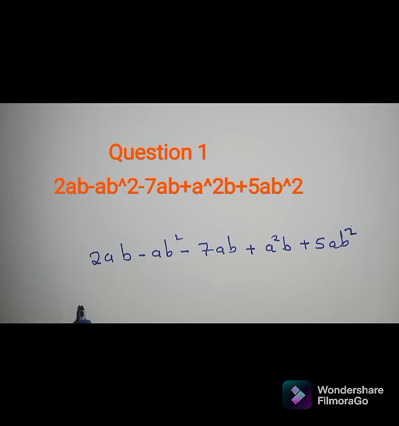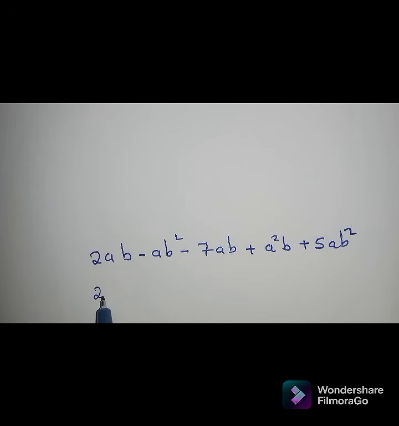So you group according to like terms. So this is 2ab minus 7ab, because ab, okay? So here we can move with minus ab squared plus 5ab squared, ab squared, okay?